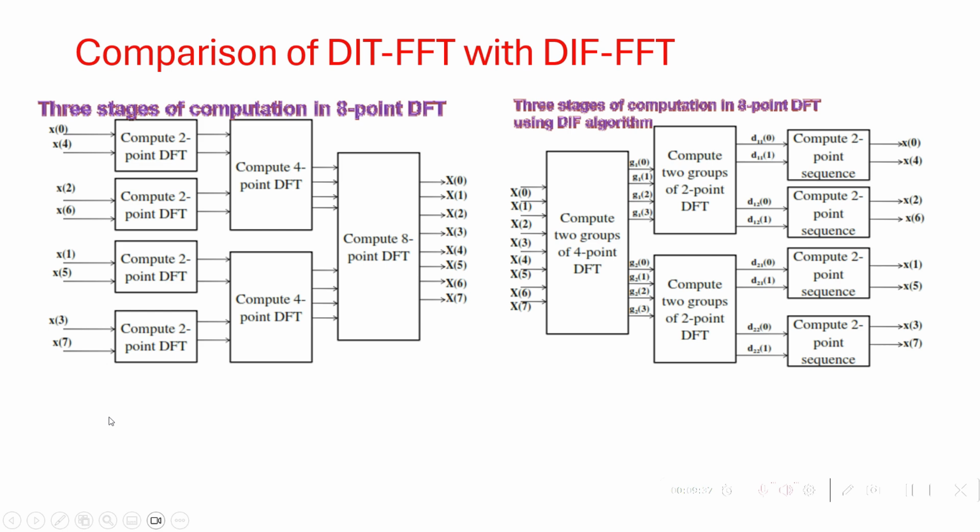Here, see, this is the DIT FFT algorithm and this is the DIF FFT algorithm. In DIT, the decimation is done on the input side, that is the time domain. Here the decimation is done on the output side, that is the frequency domain. So here the input is in bit-reversed order and the output is in normal order. In the case of DIF FFT, the input is in normal order and the output is in bit-reversed order.